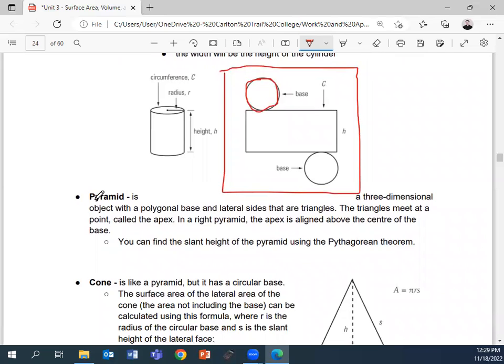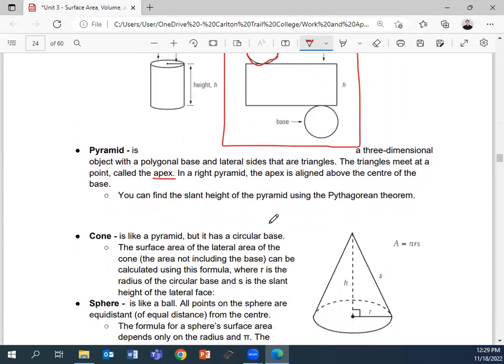Next, we have the pyramid. We know what a pyramid looks like. It's just a pyramid. It's a 3D object, and the sides are triangles. We'll show you a picture right after. And they all meet at a certain point at the top of the pyramid. It's called the apex. You ever hear the term apex predator? That just means it's at the top of the food chain, right? That's what apex means, top. So the top of the pyramid is called the apex. Now, we don't need to worry about Pythagorean right now. We'll eventually learn that, but we don't need to worry about it right now.